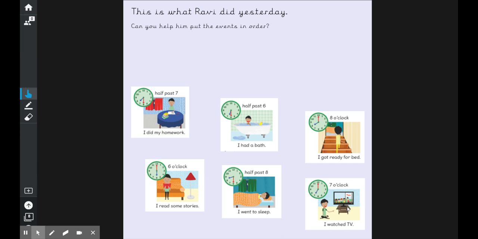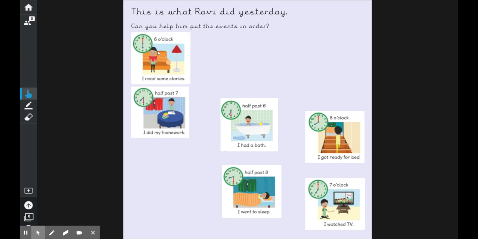Have a little think. Now, as well as just ordering the events, we can use the clocks and the time to help us. So I'm looking for the earliest time. Which is the earliest time? Is it going to be 8 o'clock, 7 o'clock, or 6 o'clock? Now, I know on a clock and using my number line that 6 comes first. 6 is the earliest time that we have got here.